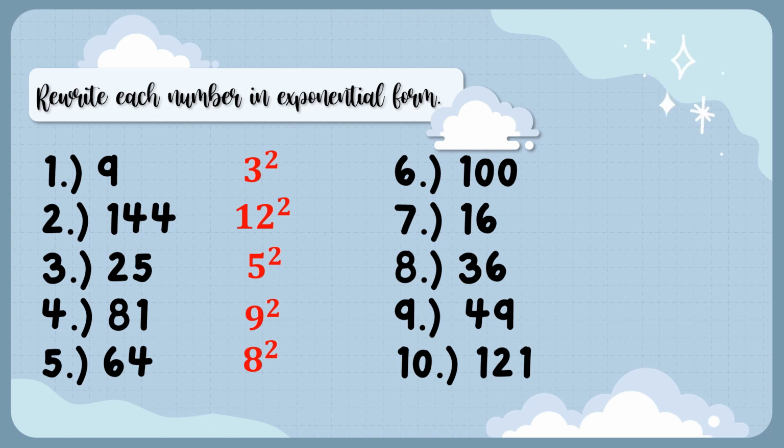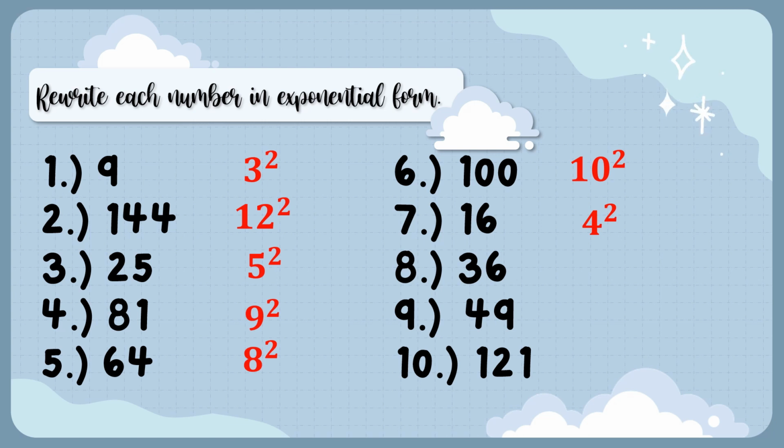Now let's proceed to number 6. Number 6, we have here 100. The exponential form of 100 is 10 squared. 10 squared because when we expand 10 squared, that becomes 10 times 10. And 10 times 10 is 100. And down to number 7, we have 16. And 16, the exponential form of 16 is 4 squared. Since 4 times 4 is equal to 16.